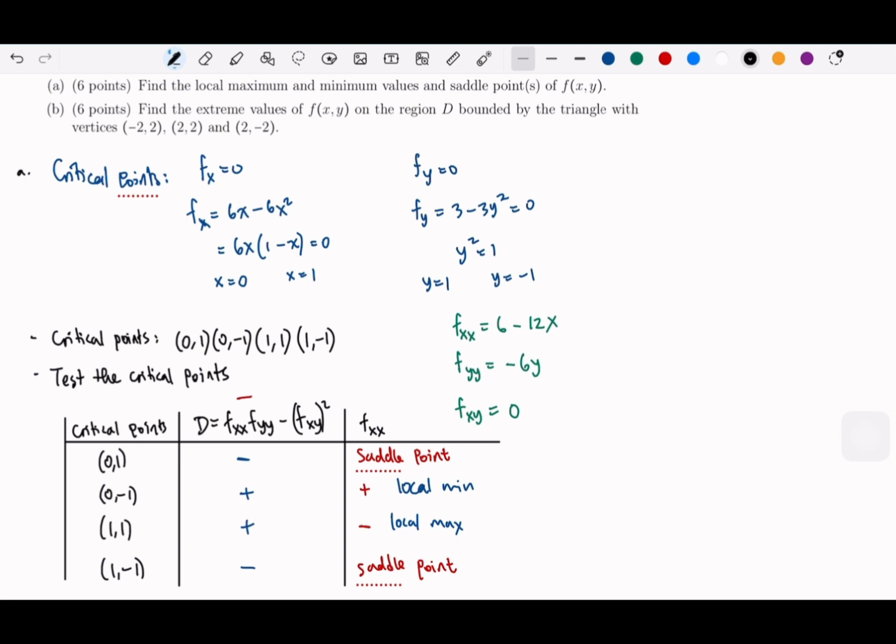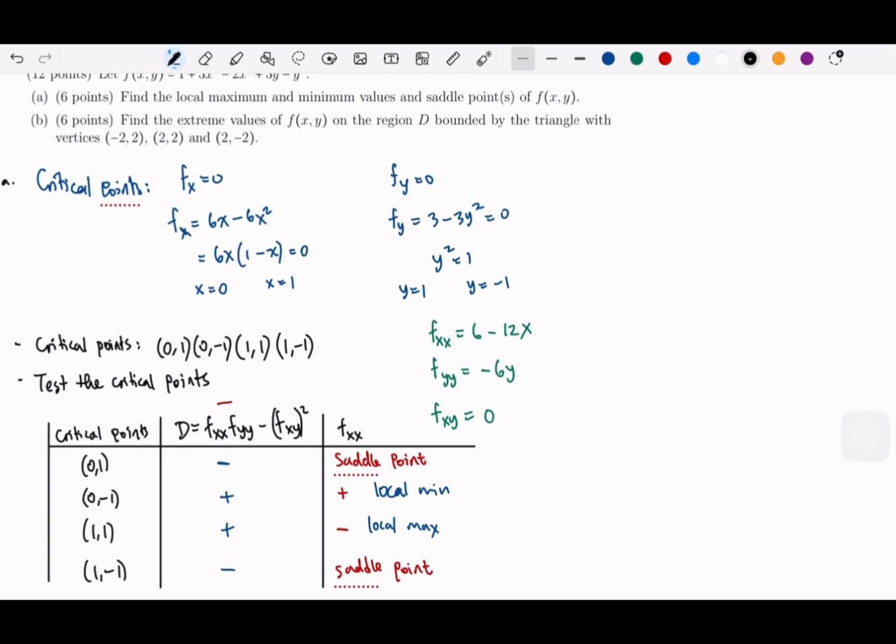Part B, we have an additional boundary. So what is the boundary? The boundary is a triangle based on the vertices (-2, 2), (2, 2), (2, -2). If you want, you can try to draw. I think it would be better and more accurate. So perhaps this is the D.